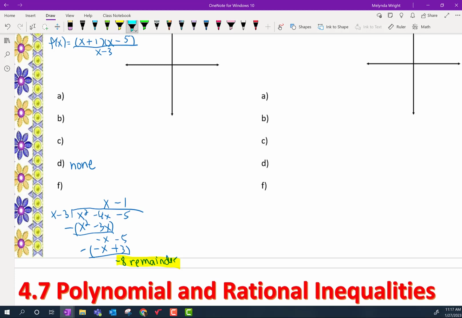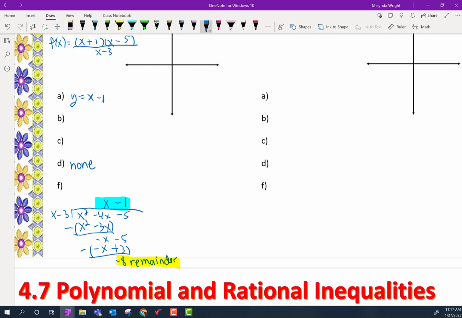The slant asymptote is going to be y equals this right here on the top. Y equals whatever you have up there that I just highlighted in blue. That's what the slant asymptote is. And so let's write that out. So y equals x minus 1. So that's the equation of our slant asymptote. Okay, how are we doing?